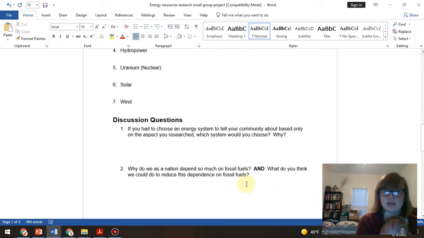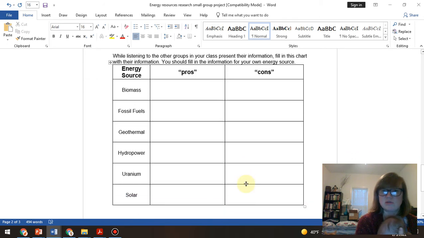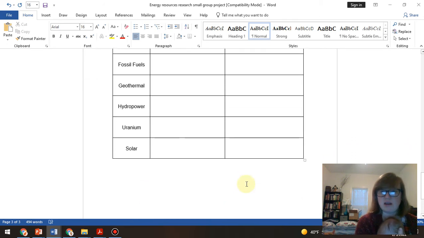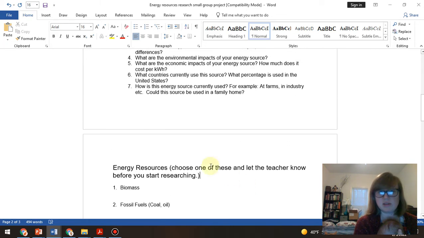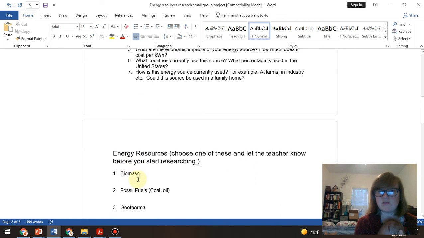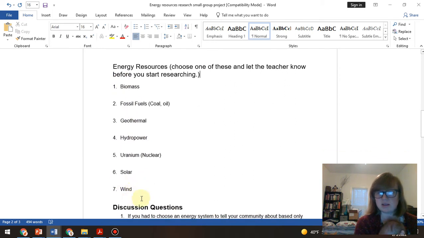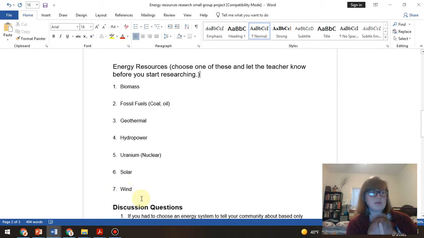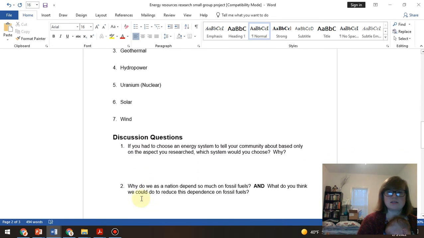And then as a class, you're going to fill in this about the energy source, the pros and cons. Then what you're going to do is put this kind of information, 1, 2, 3, 4, 5, 6, 7, under each one. So you'll have your answers here, and from your other groups, you can always email each other the information after the presentations. And you have all the information about it. Then you'll fill in the pros and cons together. And then every group is going to answer these discussion questions.